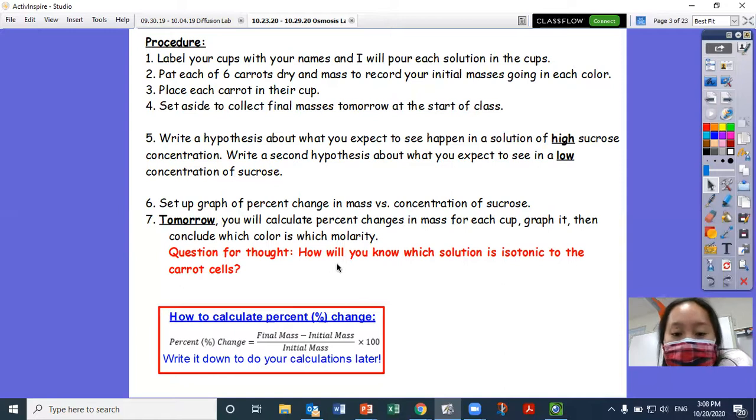Your question for thought as you do this whole experiment is, how will you know which solution is isotonic to the carrot cells? Basically, isotonic means the same concentration, right? We know that carrot cells have sugar in them. We just don't know exactly how much, so we'll find out during this lab. The hint is going to be in your graph once you graph. Okay, here's the formula for how to calculate percent change. I will put it on the pages following also, so if you need to copy it down, you can.